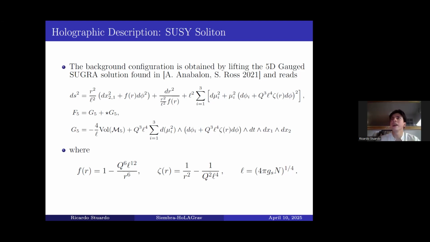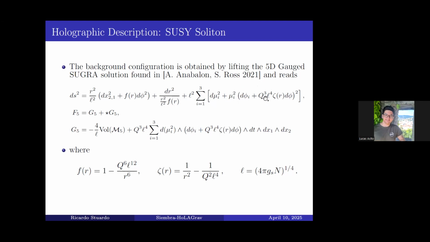Yes, it's related, because if you reduce on the S5, what you will find is a 5-dimensional theory that has the 5D metric and a gauge field, which is precisely this gauge field that you have here.